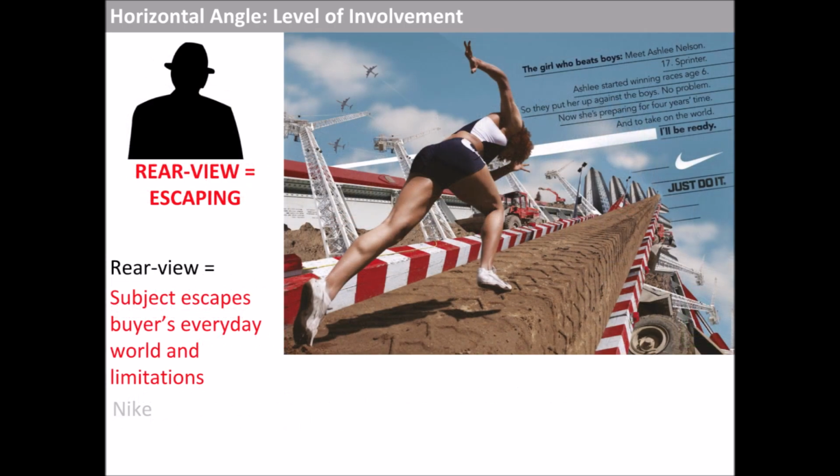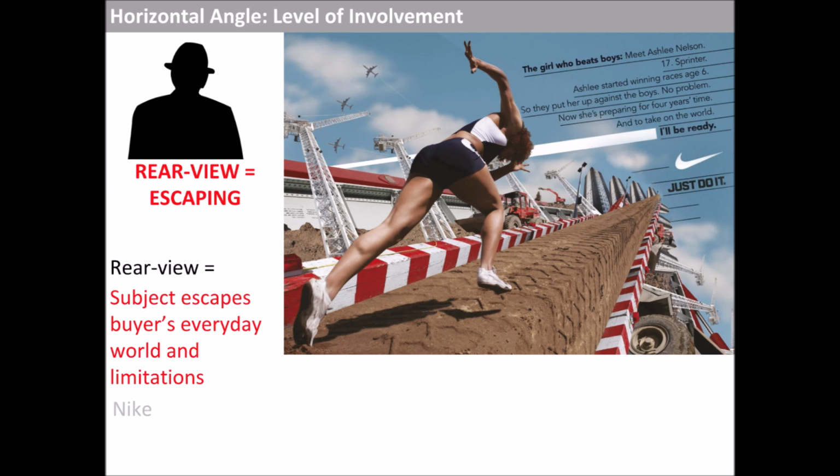Here's an example of the extreme opposite of the frontal horizontal angle. This is an advertisement for Nike, which uses an image of sprinter Ashley Nelson dashing away from the camera at top speed. There is a specific message sent by showing Ashley from the back rather than the front or side. A rear view of a subject captures the idea that the subject escapes the buyer's everyday world and its limitations.